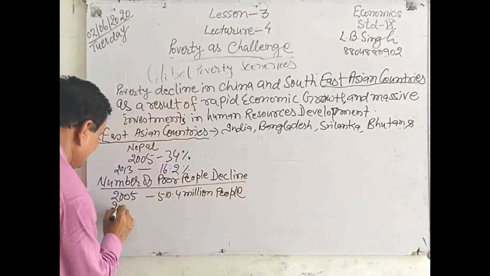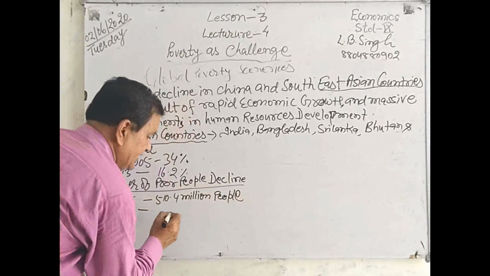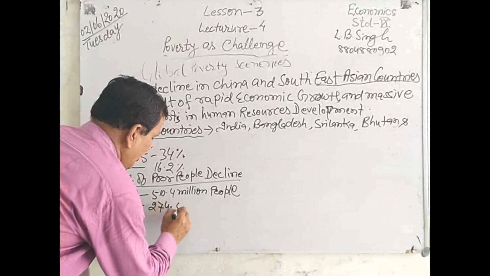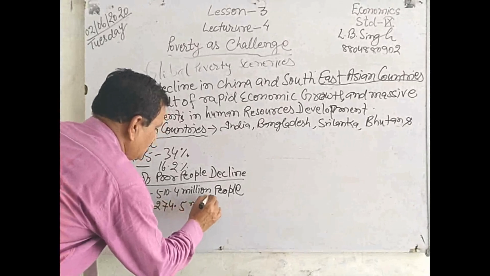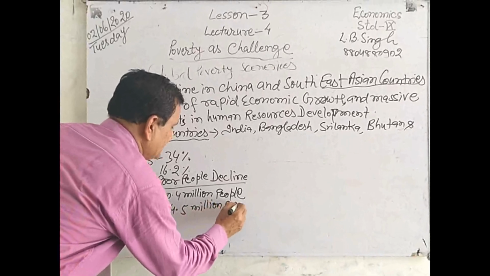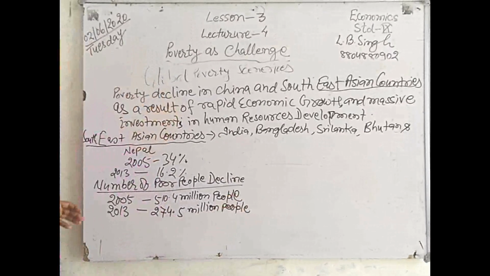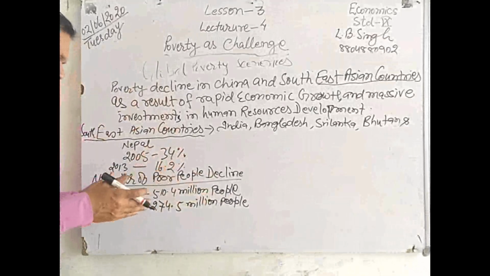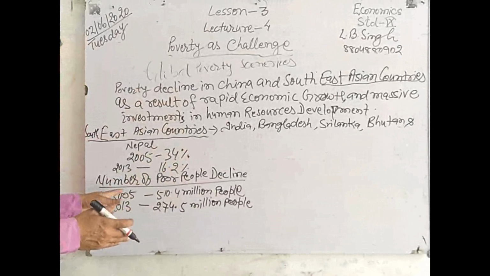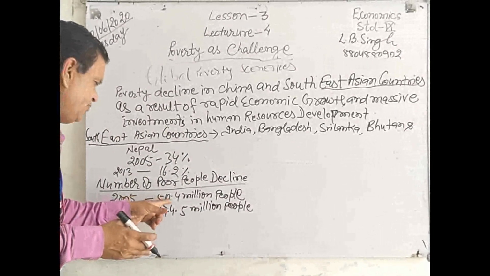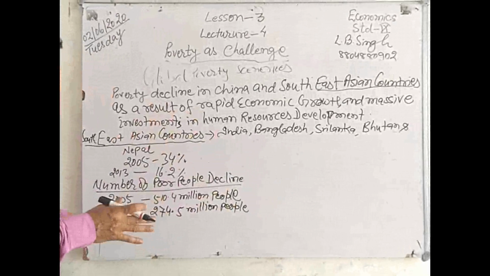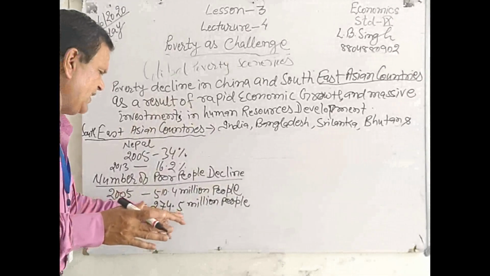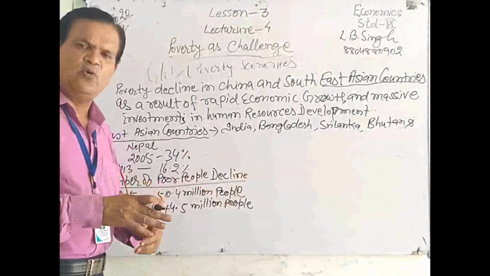While in 2013 there were only 274.5 million people. So according to data, you can say there is a decline in the number of people in poverty. That means in 2005 there were 510.4 million poor people, while in 2013 there were 274.5 million people under the poverty line.